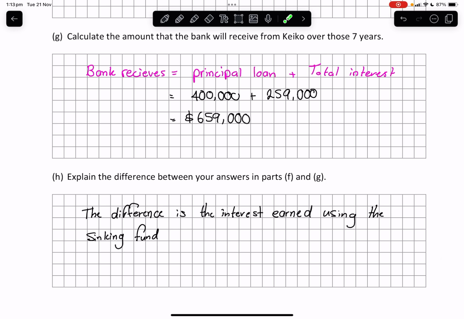Remember, interest-only loans just pay the interest, so simple interest, and a sinking fund is a savings account, not a loan account.